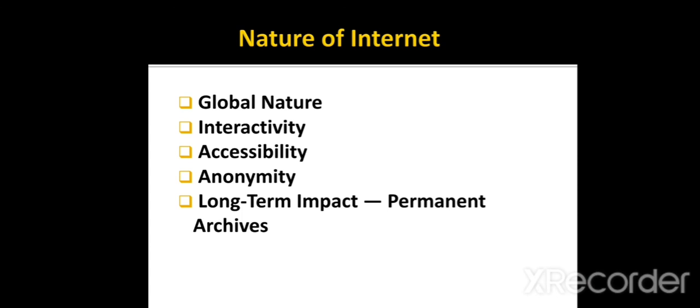Why? Because with the internet we can have access to the entire world, isn't it? It's a set of computer networks, a web which is interconnected, and various countries can be linked through it. So it has a global nature. It can link different countries via the interconnected web network.